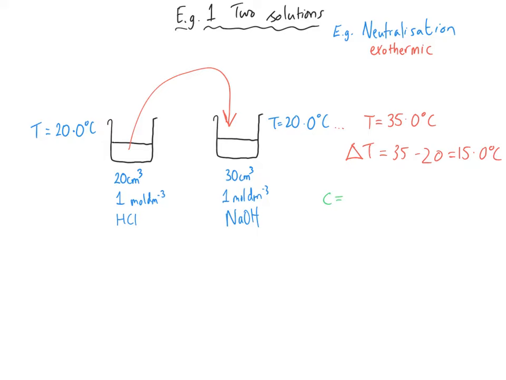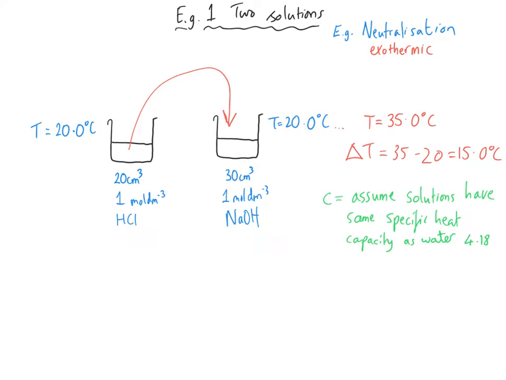C, the specific heat capacity, remember, we make an assumption here, which is that solutions have got the same specific heat capacity as water, in other words 4.18 kilojoules per kilogram. This is a reasonable assumption because most of a solution will be water. Even a 1 mole per decimetre cubed solution of sodium hydroxide will not have very many particles of sodium ions and hydroxide ions compared to the number of water molecules there are. So this is a decent assumption.